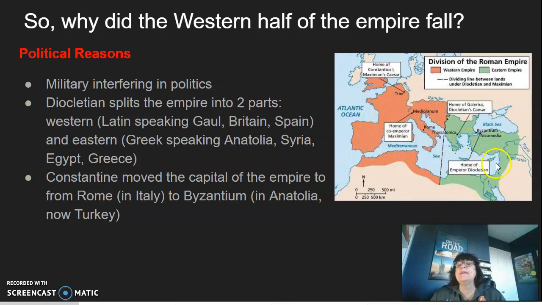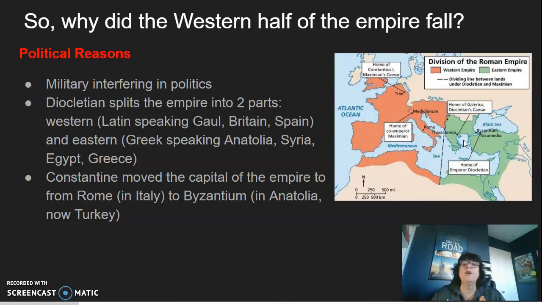Now, the best thing about having this huge empire is there was huge amounts of trade. They could trade with Asia over here. I don't know if you can see my mouse. They could trade with Asia over here, and then all the trade that went on in the Western Empire. So they're very well connected.